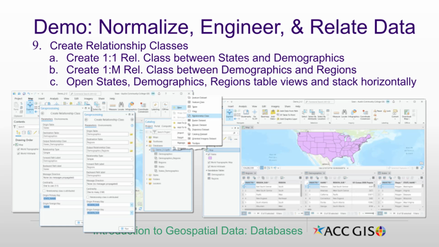First, we'll create a one-to-one relationship class between the states and demographics table, where the states will be set as the parent table and the demographics as the child table. And then we'll create a second one-to-many relationship class between the demographics and the regions tables, where the demographics will be set as the parent table and the regions as the child table. Last, we'll open the states, demographics, and regions table views and stack them horizontally in anticipation of executing our final step in this demonstration.